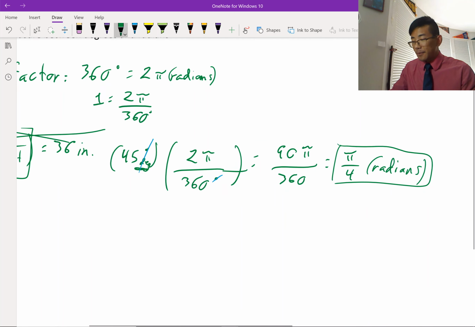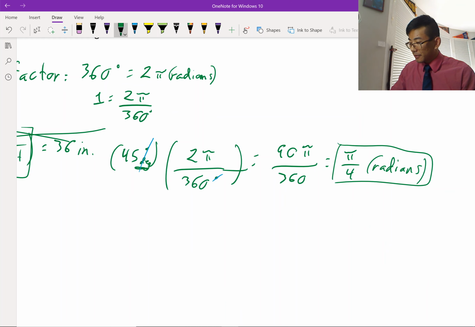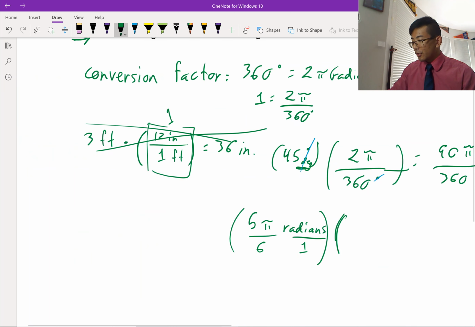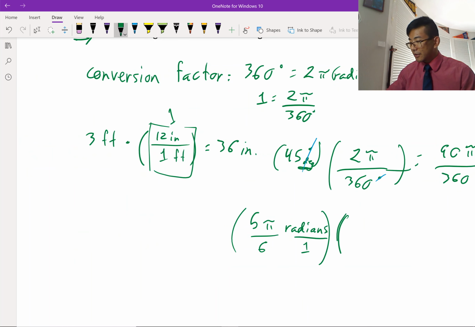If I wanted to go the other way, let's say I wanted to turn 5 pi over 6 radians into degrees, we just need to make sure our radians are opposite each other. So again, this means radians are on top. I'll have 5 pi over 6 radians. And whenever you just have a unit like that, it's implied over 1, just like how before, in this example, it was feet over 1.